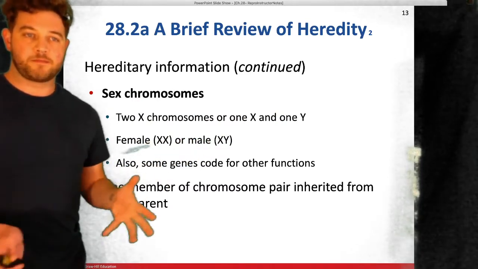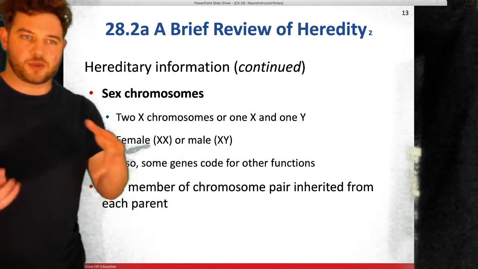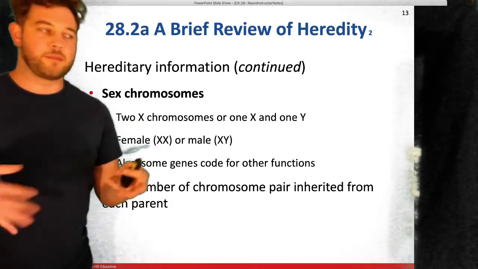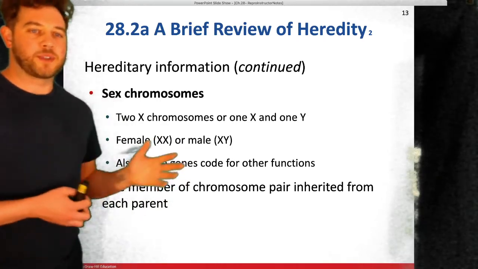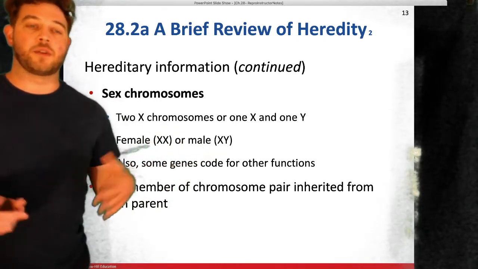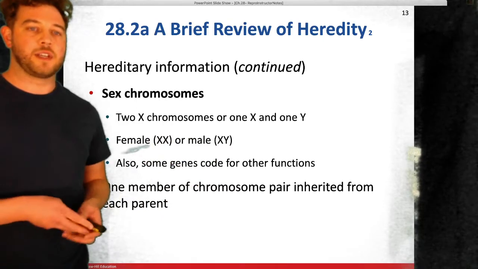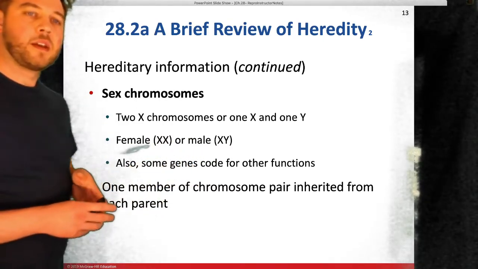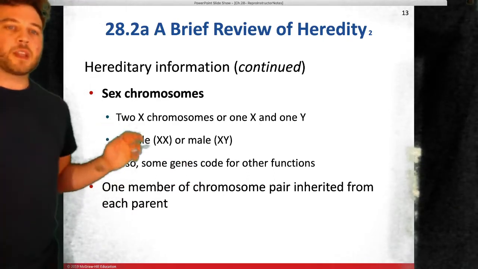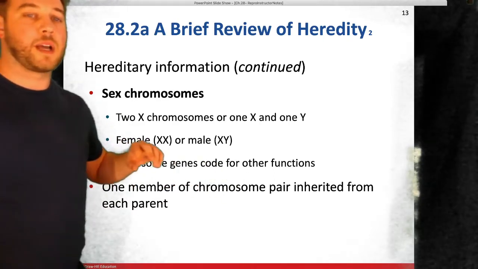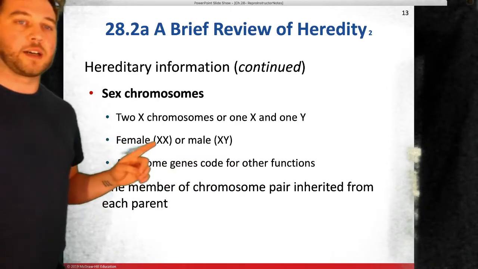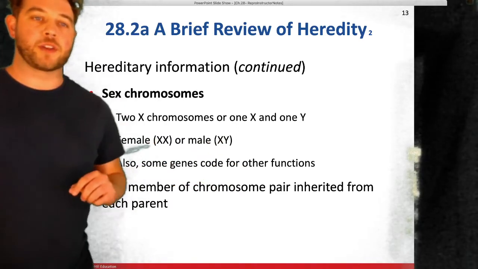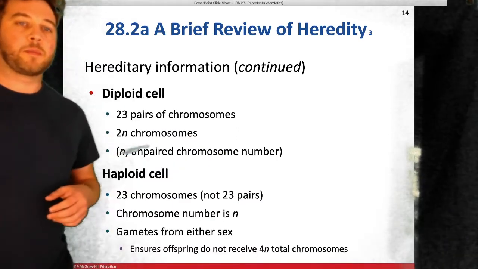There are variations. I don't study genetic hereditary diseases that often, so I'm not going to ask you about that at all. But just understand that XXY females are possible. They're usually infertile. One member of the chromosome pair is inherited from each parent. So you get an X from your mother always, and then either an X or a Y from your father, and that will determine male or female.